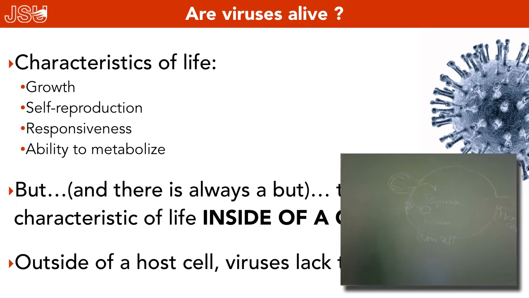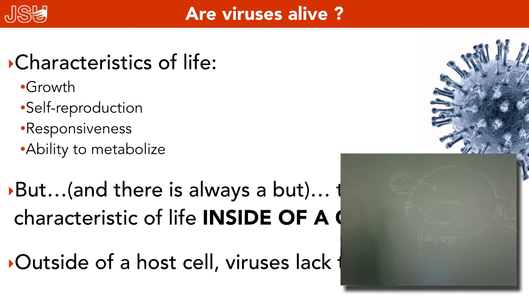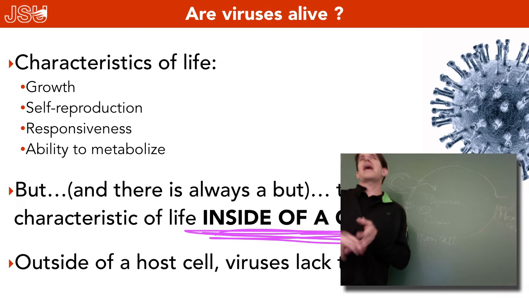All right? Able to metabolize. Well, they can't really metabolize on their own, but with a host cell's machinery, they can. But here's the thing. They show all of these features when they are inside of a cell. A virus lacks all of these features when they're outside. When they're outside of the cell, all they are is a nucleic acid core with some type of wrapper around it. That's all they are. They're not moving on their own. They're not metabolizing on their own.